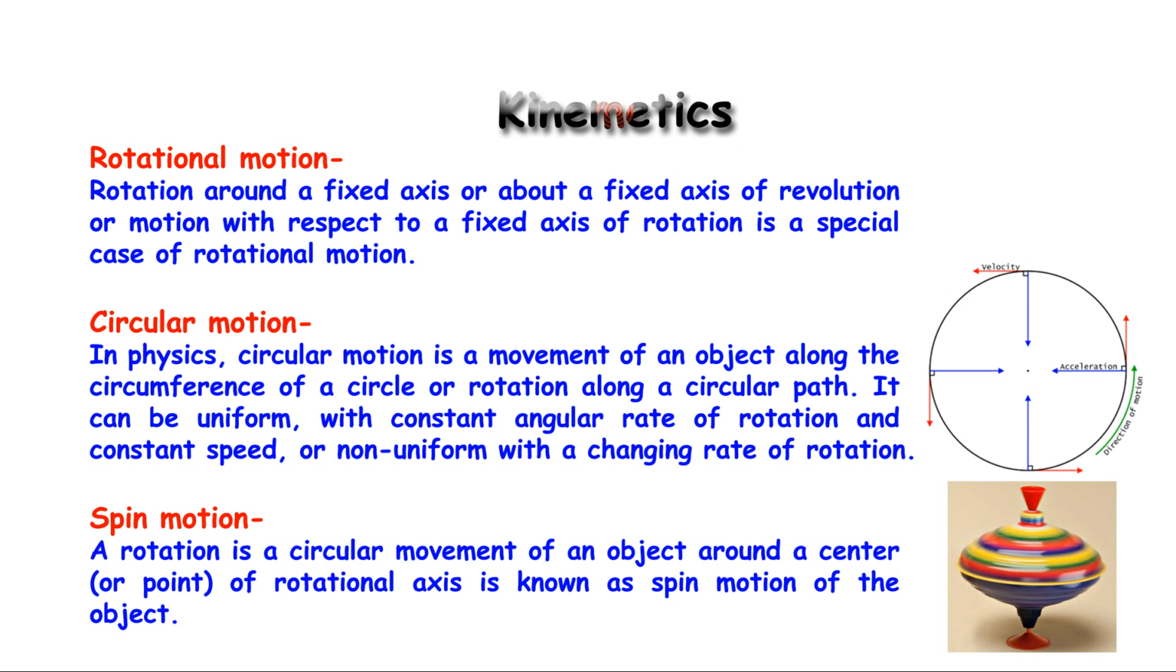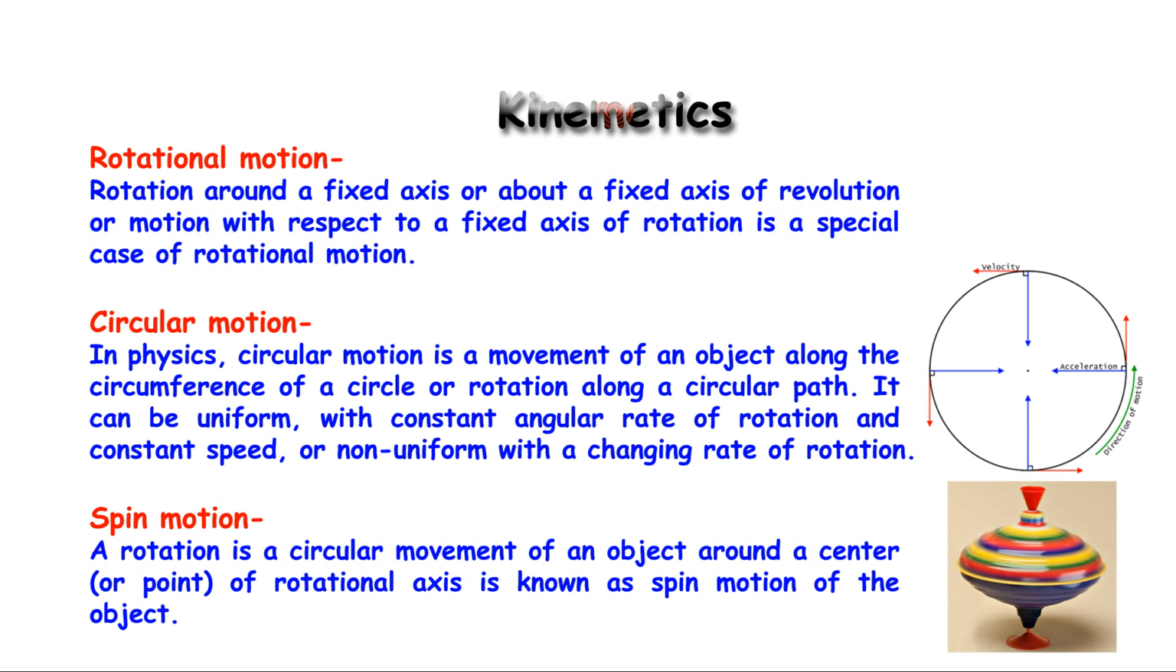The circular motion, which follows the circumference of a circle or rotates along a circular path, is known as circular motion. The motion of a fan is an example of circular motion. The motion of a planet is another example of circular motion. Such type of motion may be uniform, may not be uniform, but it always rotates in a circular path centering another object or a fixed point.